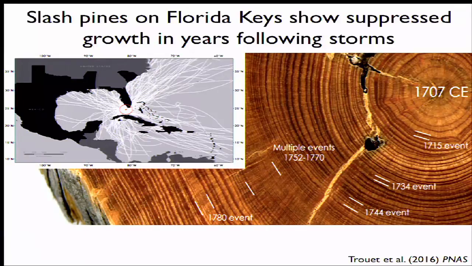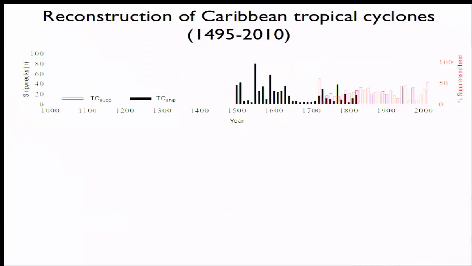You see these periods when there's much narrower rings, much less growth that you can match up across different trees, and then you can correlate that or look at whether those years with reduced growth correspond to hurricane years. So combining the tree ring data and the shipwreck data, we were able to develop a record, a proxy for hurricane activity back to 1500. This is now at a decadal scale.